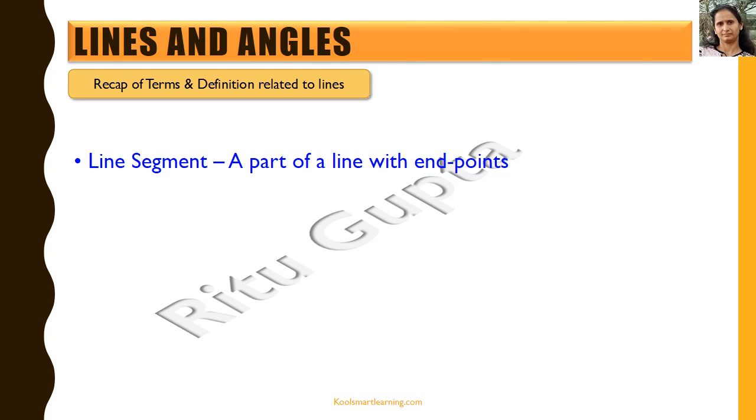Line segment. A line segment is a part of a line with endpoints. Say for example, I draw this and I mark these two points as endpoints and I name them A, B. Now this is a line with endpoints. It is called a line segment.